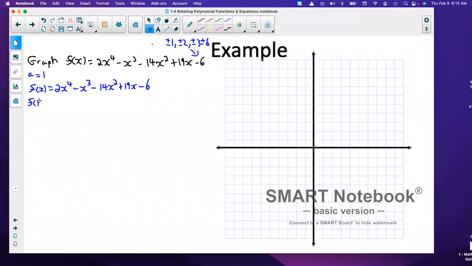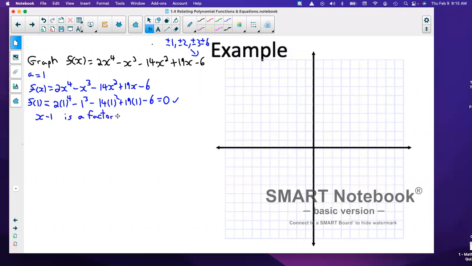So if I have f of 1, that gives me 2 times 1 to the power 4 minus 1 cubed minus 14 times 1 squared plus 19 times 1 minus 6. So that would be 2 minus 1 is 1. Minus 14 is negative 13. Plus 19 is positive 6. Minus 6 is 0. So because that's 0, we know that x minus 1 is a factor.